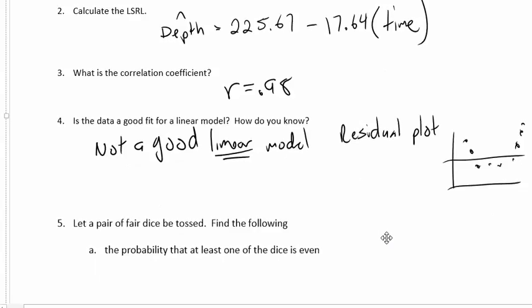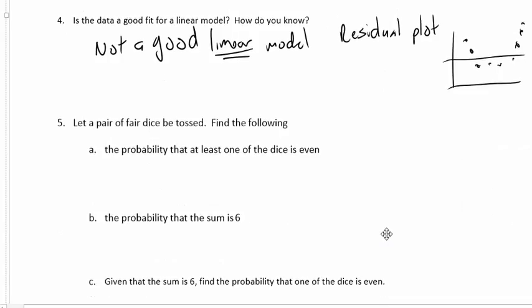All right, number 5, we're tossing a pair of fair dice. Fair dice simply mean that each number is equally likely. So it's a typical 1 to 6 die. We're tossing 2 of them, and we're looking at the probability of a series of events. One thing that I strongly encourage you to be able to do is create a sample space for this type of situation. So in this case, what I'm saying is what could possibly happen.